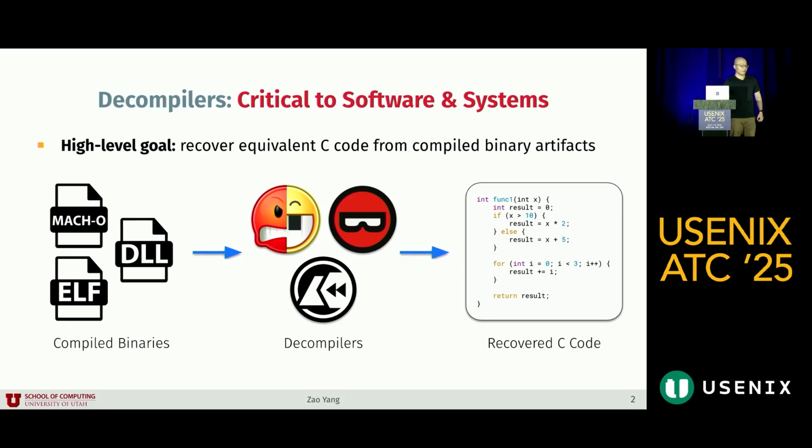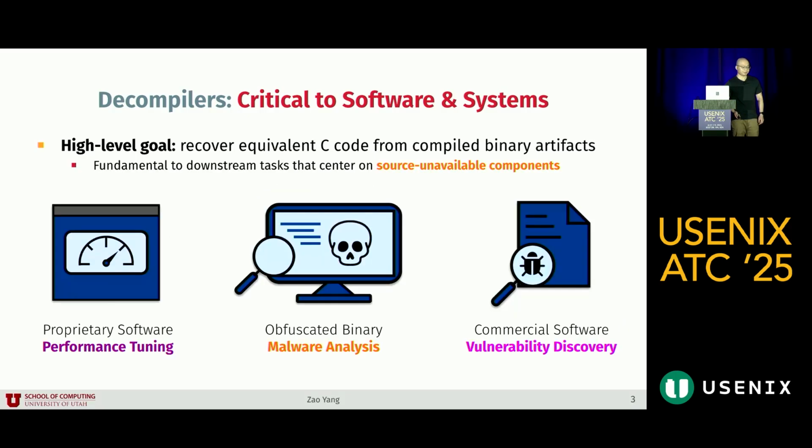So for those of you who haven't tried decompilers or who don't know what decompilers are, they play a critical role in software assistance with the aim of reconstructing semantically equivalent C code from binary programs. The output, decompiled code, is fundamental to downstream tasks that center on source-unavailable components, including performance tuning on proprietary software, malware analysis on obfuscated binaries, and vulnerability discovery on commercial software.